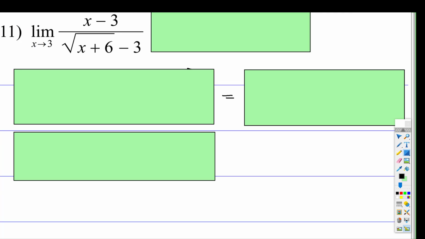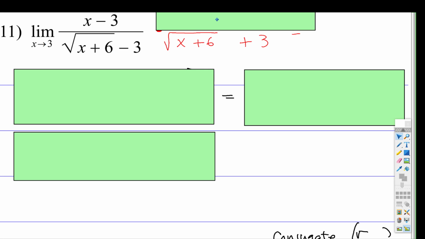Okay, and now we have a rational, meaning it's a fraction, right? But as part of the fraction, either the numerator or the denominator has a radical. So it's rational because it's a fraction, and then in either the numerator or the denominator, there will be a radical. All right, and then remember, this is where you multiply by the conjugate of the radical term. So the conjugate of radical x plus 6 subtract 3 is radical x plus 6 plus 3.